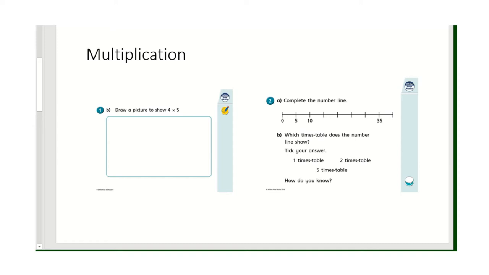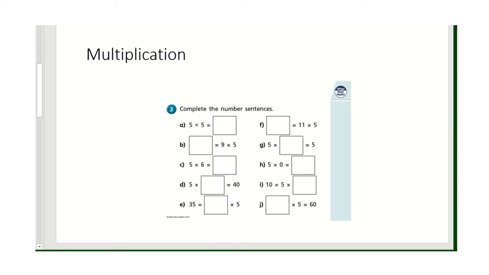Have a look at this number line. 0, 5, 10, yeah, what is that times table showing you? I think that's quite straightforward. Again, look, can you complete these number sentences? Think, if the equals is in the middle, it's the same. So 9 times 5, the answer would go at the front. 35 equals something times 5 at the bottom. Look, that one would be where you'd have to work out how many 5s are in 35, to give you that answer.